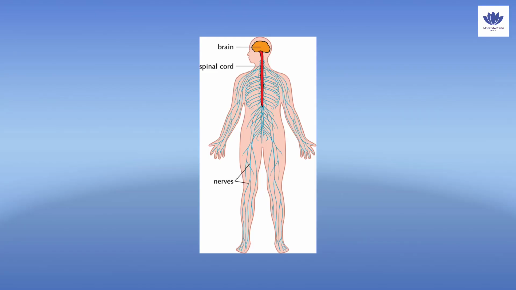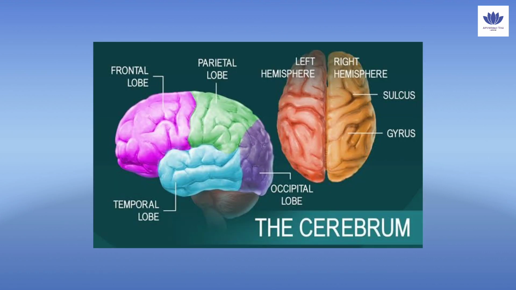So the prime objective of the nervous system is to coordinate the function of the body and enable the body to respond. The nervous system is divided into two parts, central nervous system and peripheral nervous system. The central nervous system is made up of the brain and spinal cord. Now, the brain is a very complex structure. Let's look at some of the important sections of the brain.